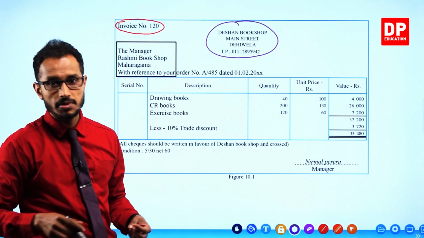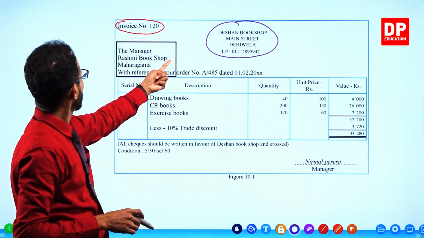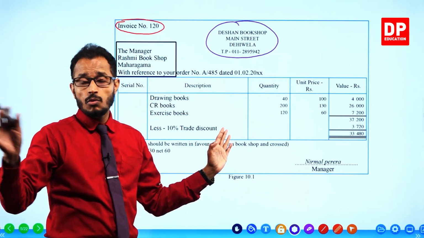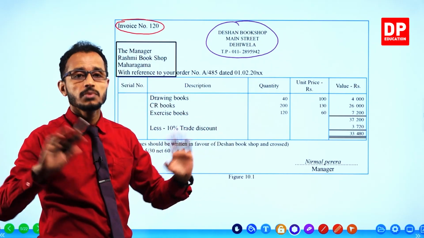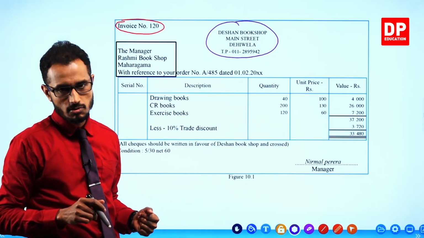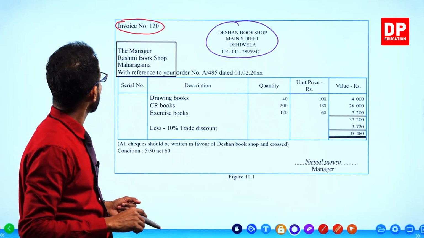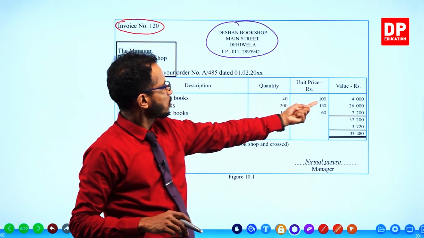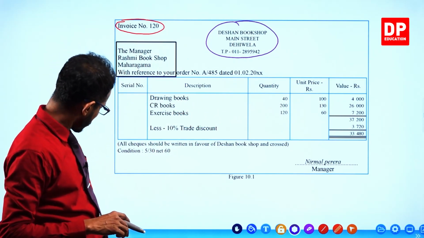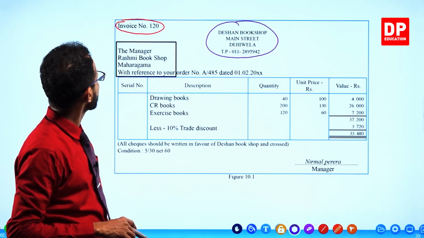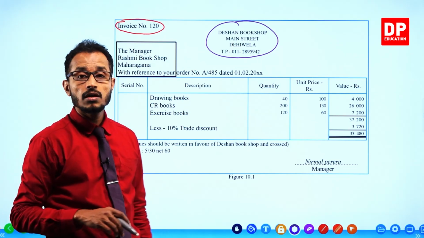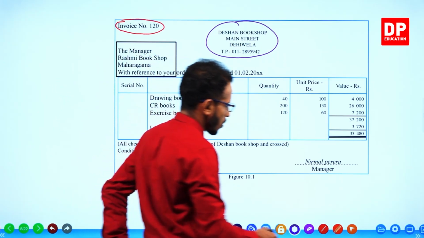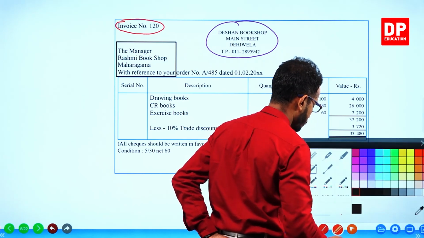Goods are purchased from Rashmi Bookshop. That is in Maharagama. See, I told you all the information, everything is here. All the information is on the purchase invoice. Then what goods have I purchased? The description of the purchase.